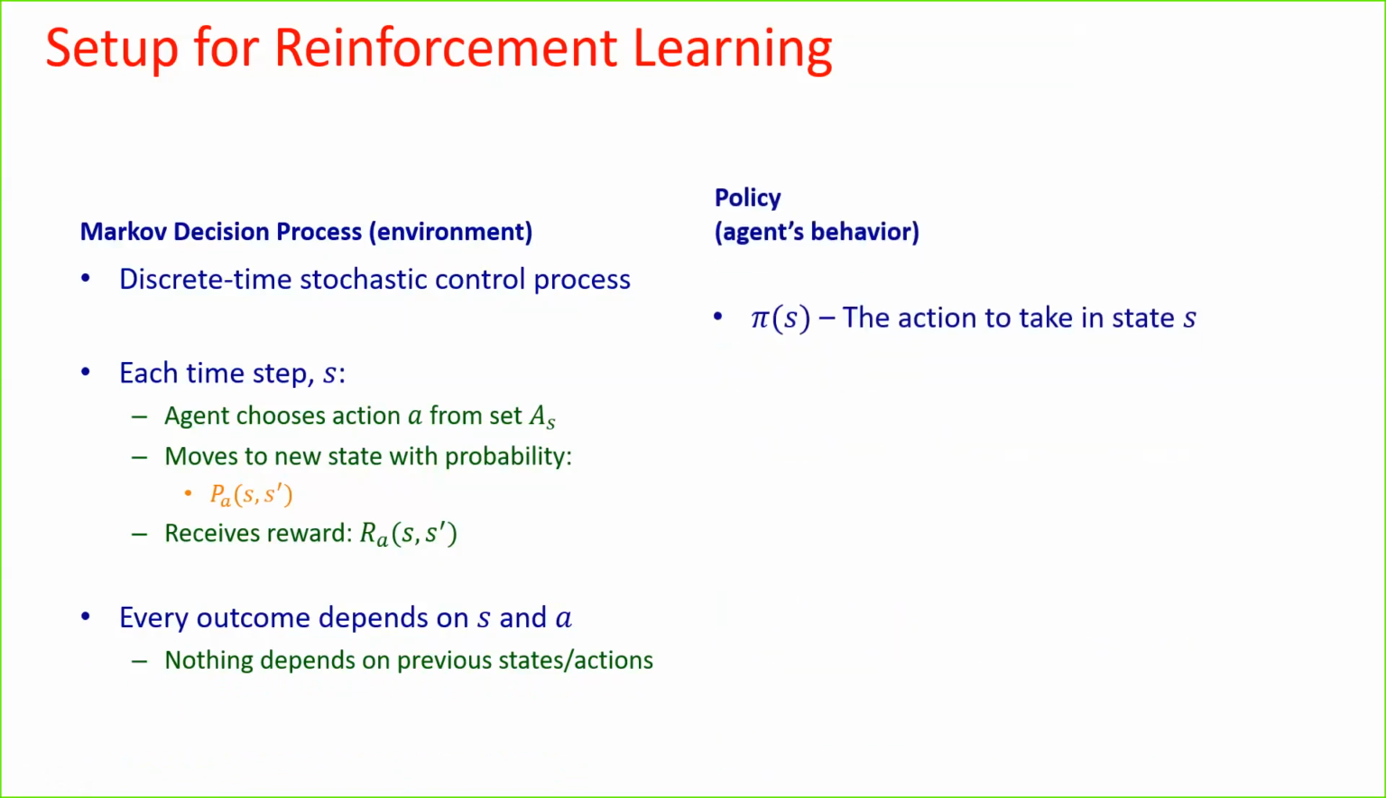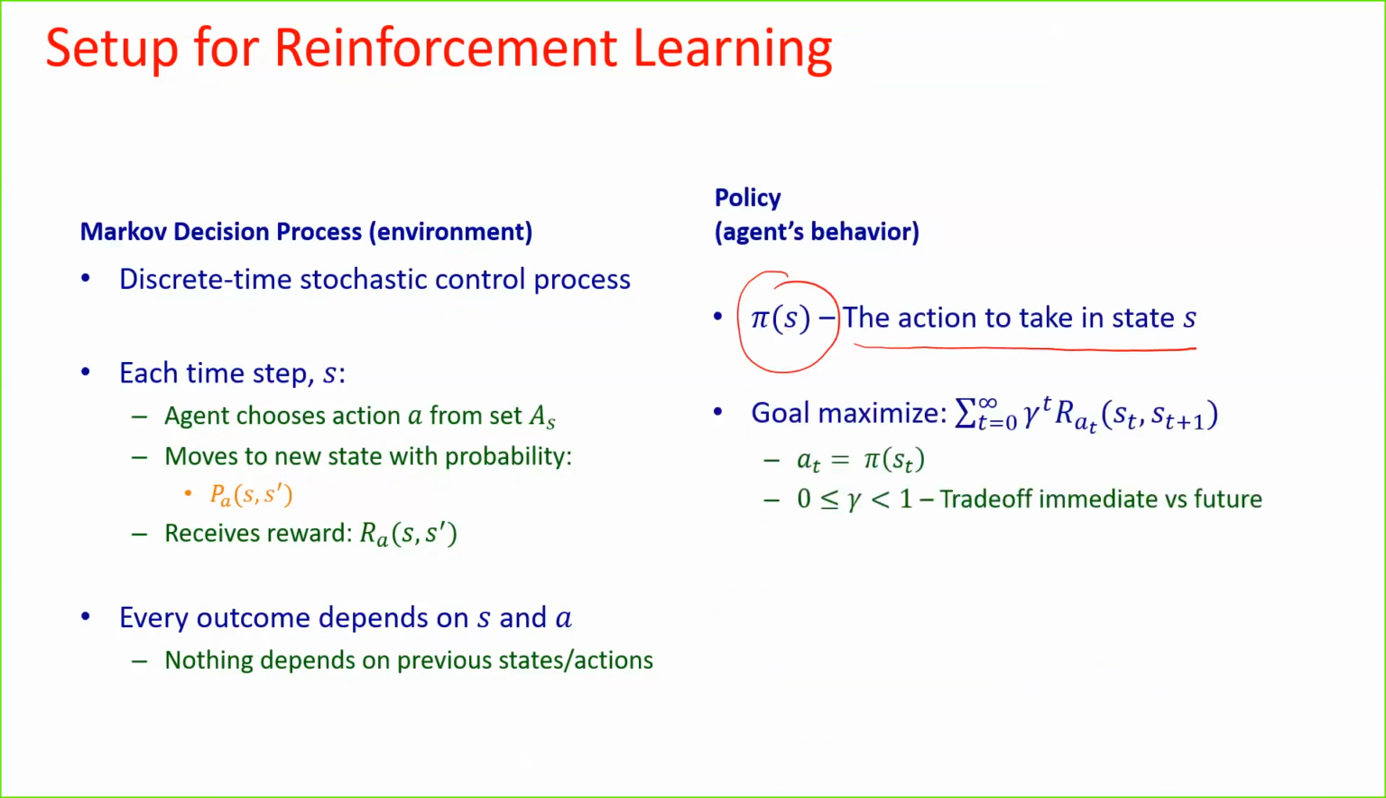So we have a policy. Policy is defined as pi of S, where S is the current state. This is the mapping of the state to the action. It returns the action to take in the state S. And the goal is to maximize the overall reward. Starting from the current state, it is trying to maximize the overall reward, not just the immediate reward.